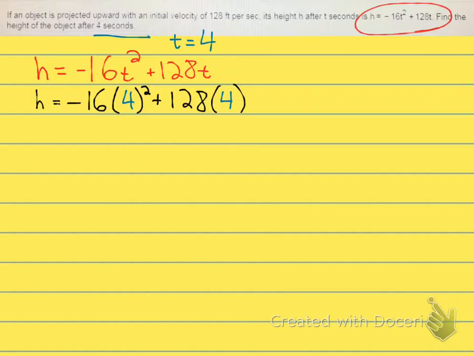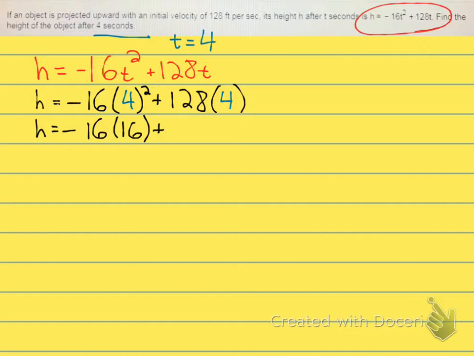Now, if you look at this, we don't need to solve this. This is not going to be a quadratic equation. We're just going to do some calculator work to get the answer, okay? Plug it in and chug it. So let's see. H equals negative 16 times 4 squared. What's 4 squared? You can use your calculator if you need to, but that's 16.